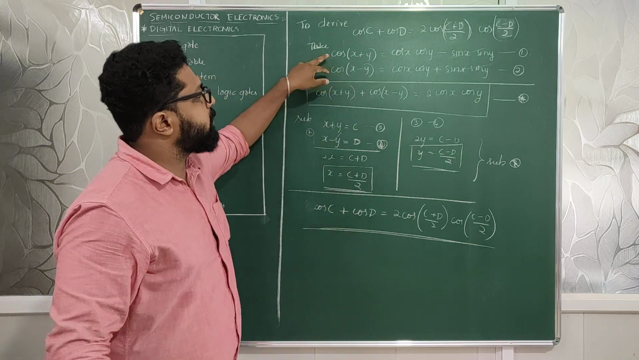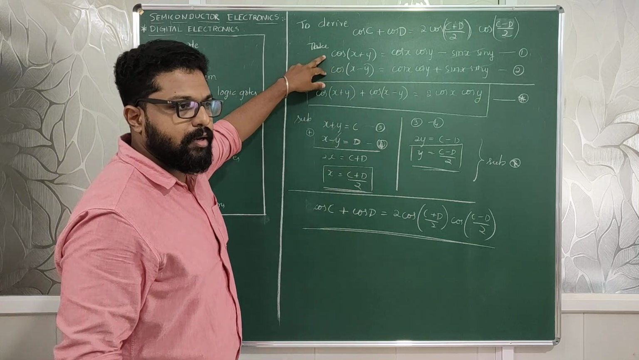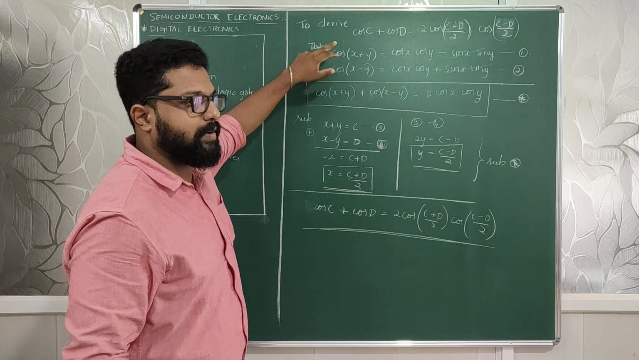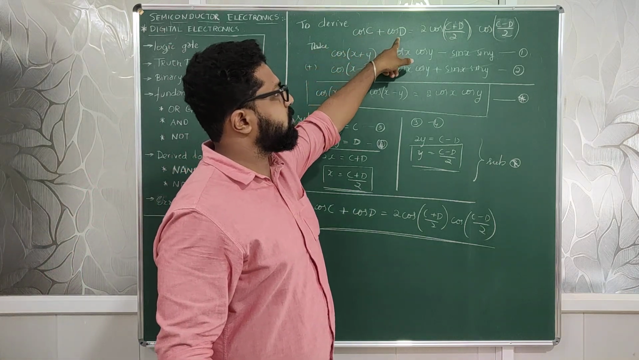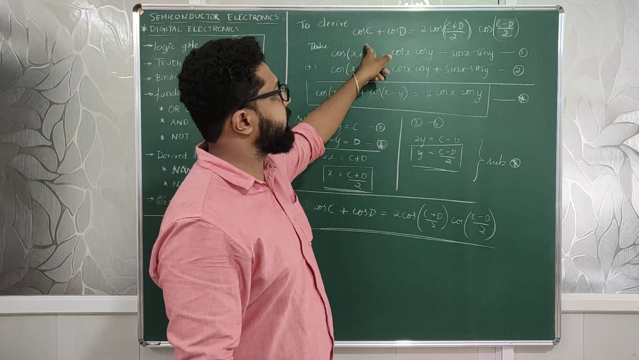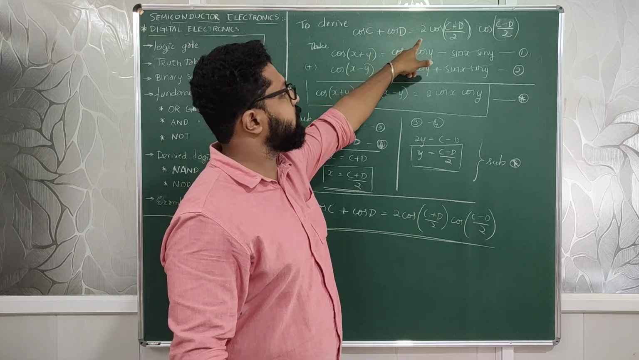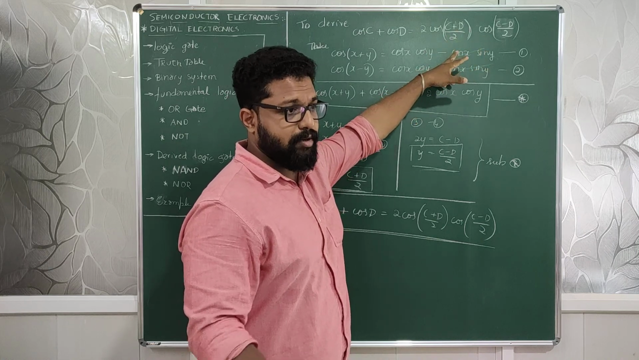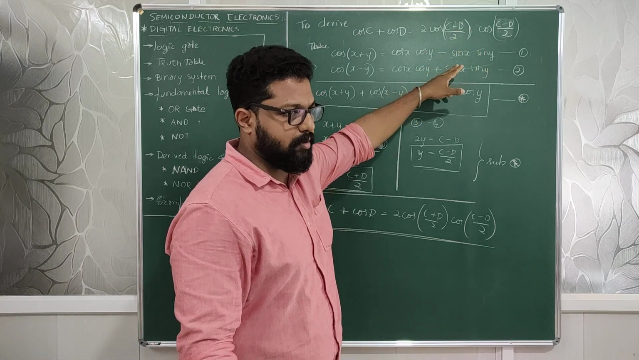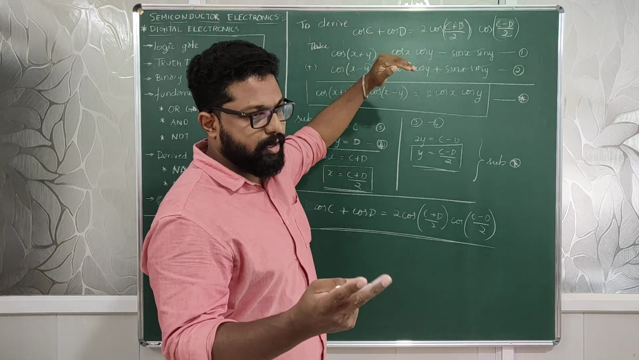Now, what if I subtract these two equations? These two equations, that is equation 1 and 2, if I subtract, I will get the second formula, that is cos c minus cos d. In your textbook, it is cos x minus cos y is equal to minus 2 sin of (x plus y) by 2 sin of (x minus y) by 2. So that second formula you get.